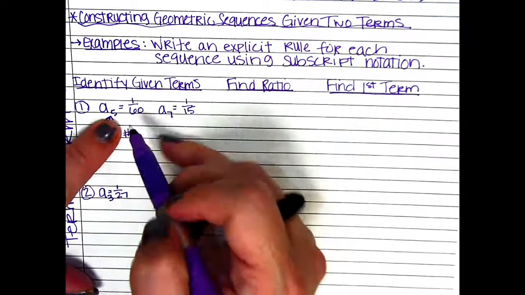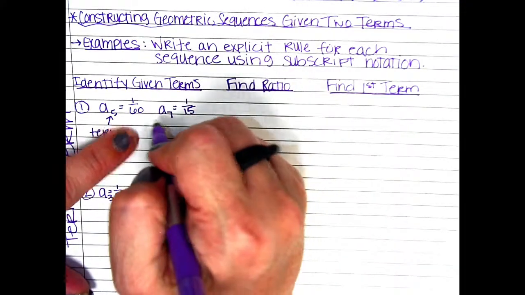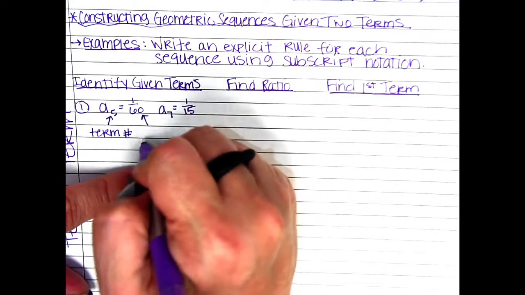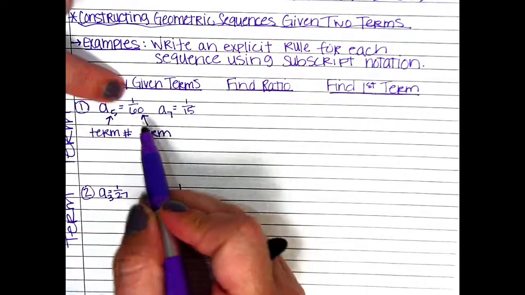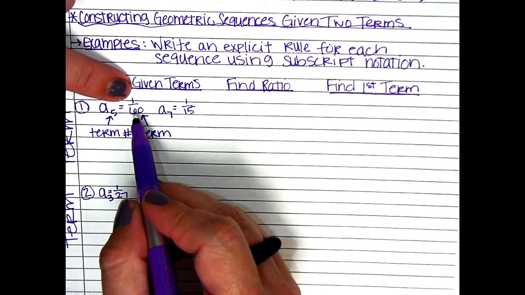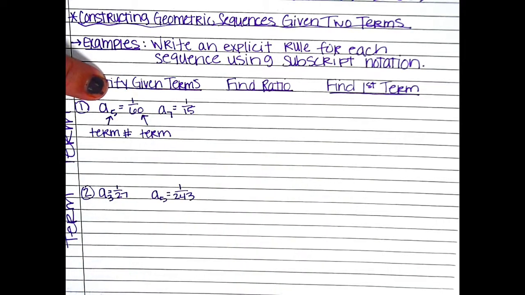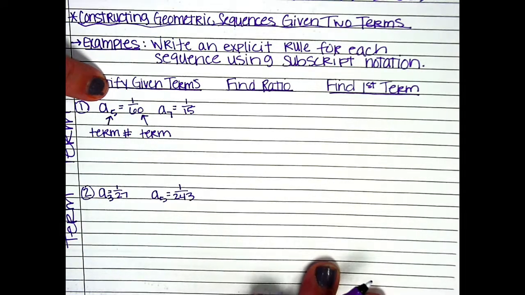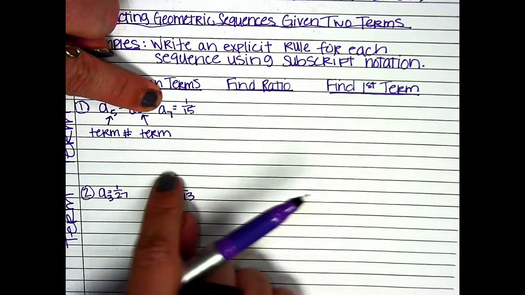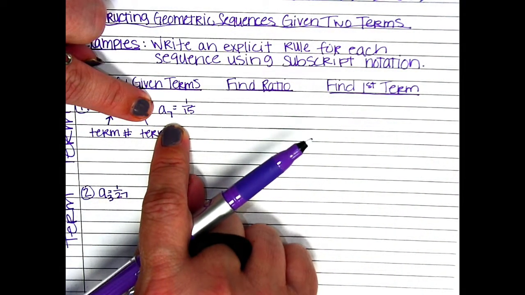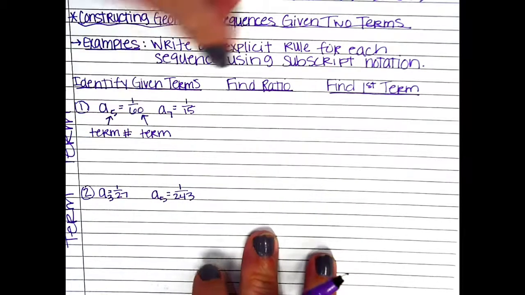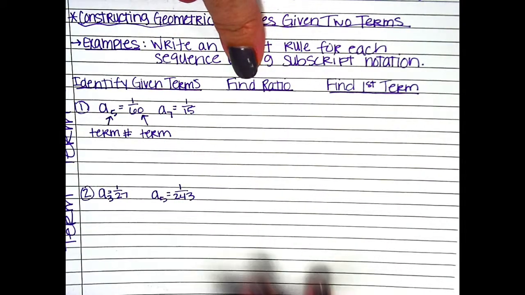So that's telling me that 1/60th is the term that's actually in the sequence. But 1/60th is the 5th term in my sequence. And they also give me a sub 7. So that's telling me that 1/15th is the 7th term in the sequence. Okay? The first thing we're going to do is find a ratio.